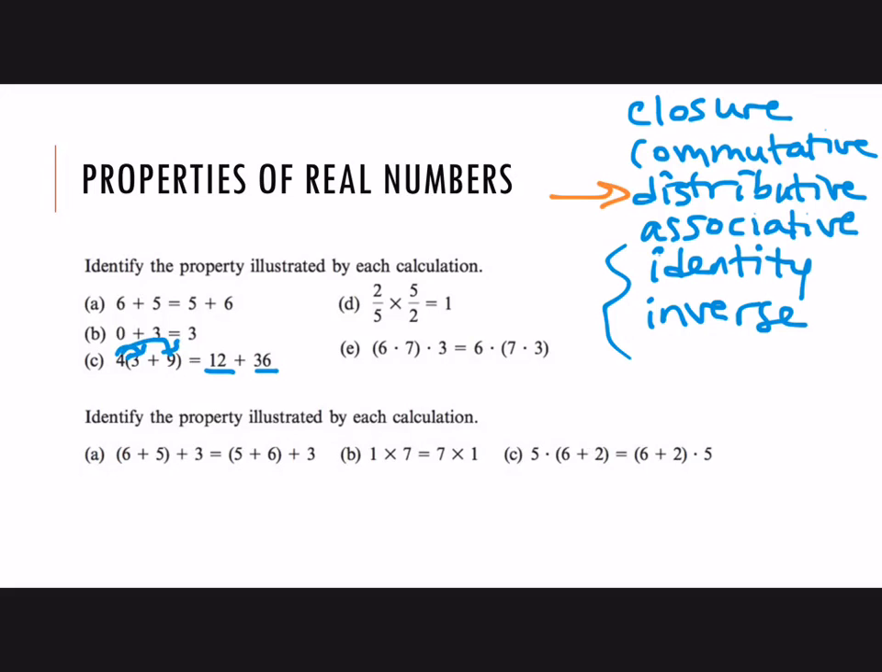In part D, 2/5 times 5/2 equals 1. Again, this just looks like a multiplication problem, but notice that the answer is 1. And notice there's something special about the relationship between 2/5 and 5/2. They're reciprocals. So this is trying to show us that if you multiply a number by its reciprocal, you get 1 as the answer, and that is the inverse property.